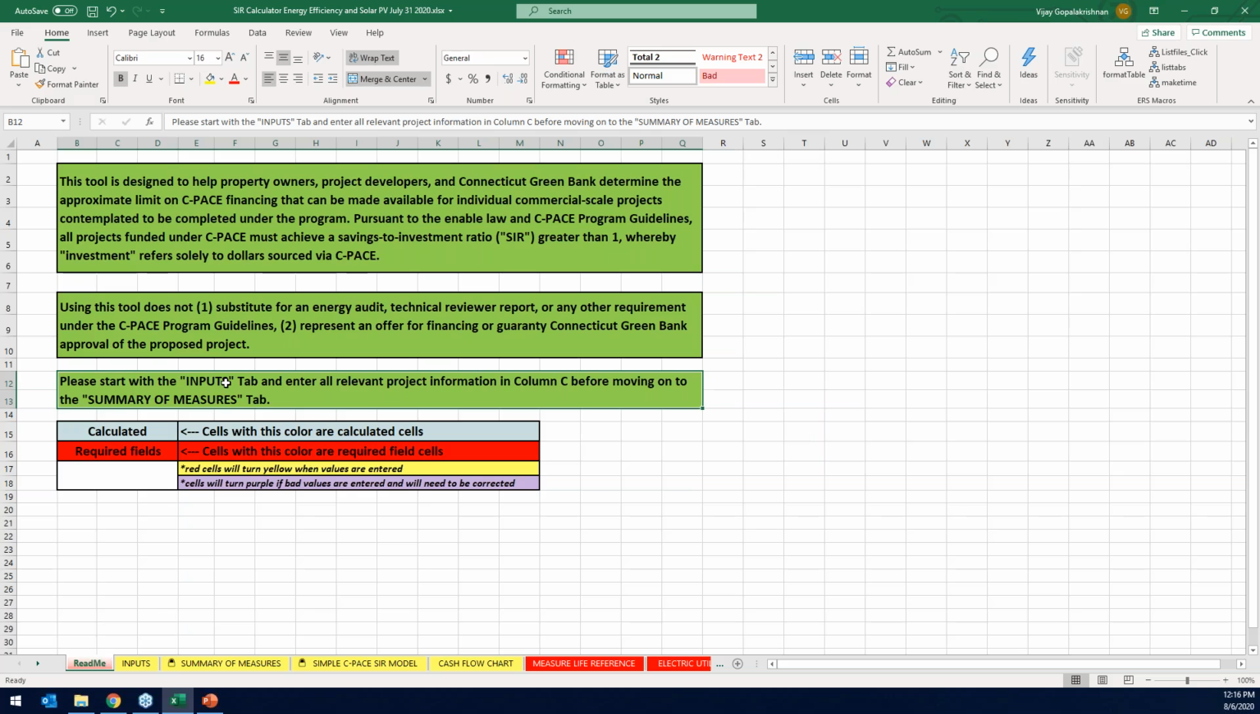The primary instructions with respect to this tool are: always start with the Inputs tab and then move on to the Summary of Measures tab. If the Inputs tab is not fully populated, the Summary of Measures tab is going to have trouble.